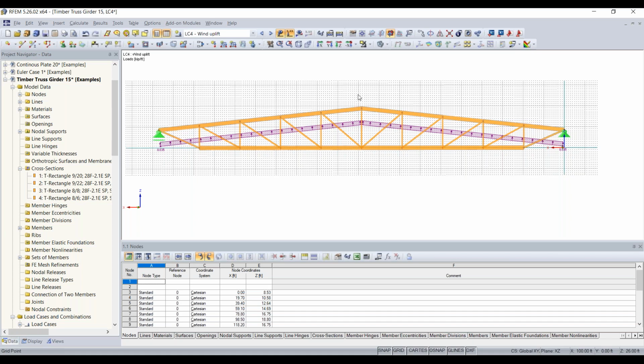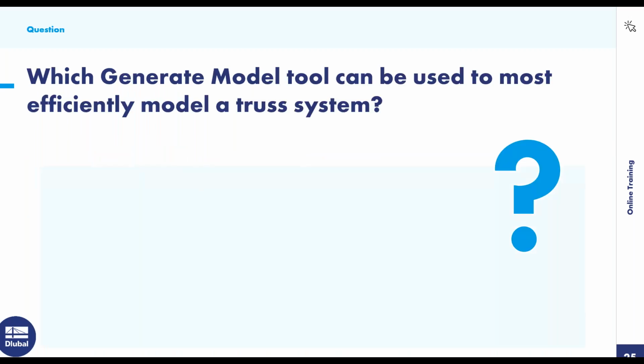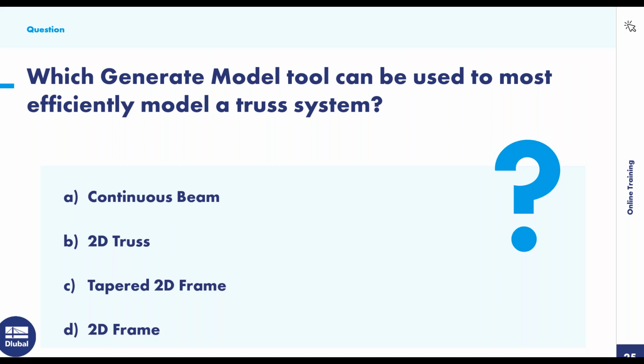So I'm going to run the calculation now. I'll click Calculate All. And while that's running, I would like to ask a question. And then we can go over the answer afterwards.